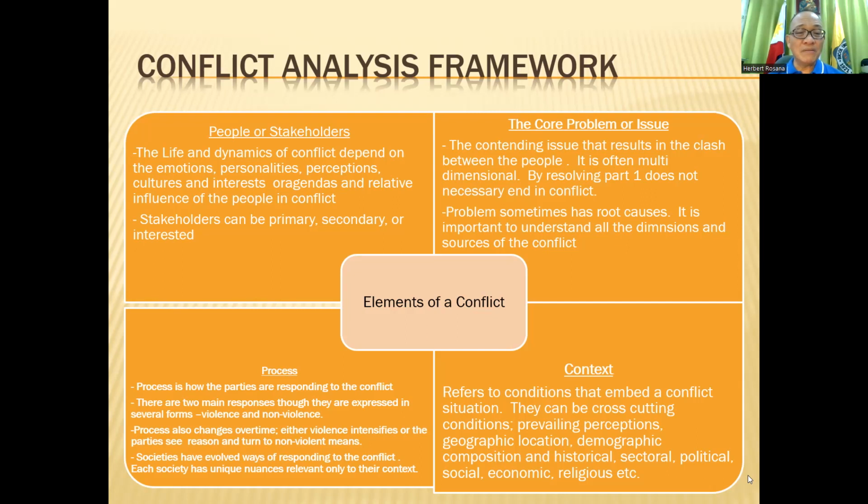So yan. Ito naman yung process. Ano ba ang proseso, ano ba ang behavior ng mga participants sa conflict? Are they prone to war? Have they abandoned the use of violence or are they manifesting violent behavior? Then third is we also have to understand the context of the conflict.